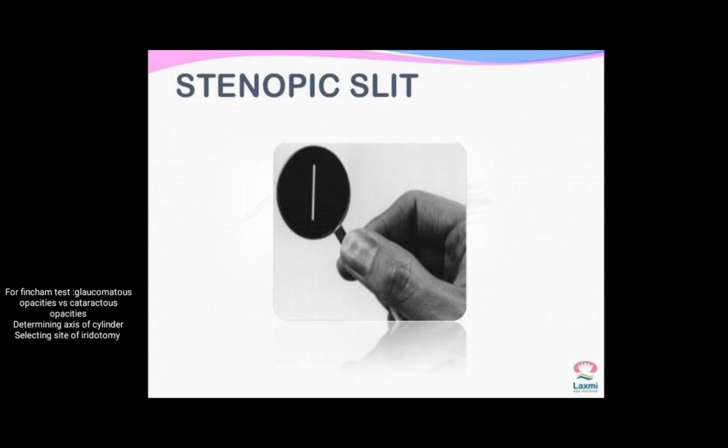Then this image is of stenopic slit. Stenopic slit is used in the Fincham test for the differentiation between glaucomatous opacities and cataractous opacities. It is used for determining the axis of cylinder, and it is used for selecting the site of iridotomy. Iridotomy is done in glaucoma cases, then axis of cylinder in astigmatism, and differentiating the cataractous, that is lens opacities, versus the glaucomatous opacities.